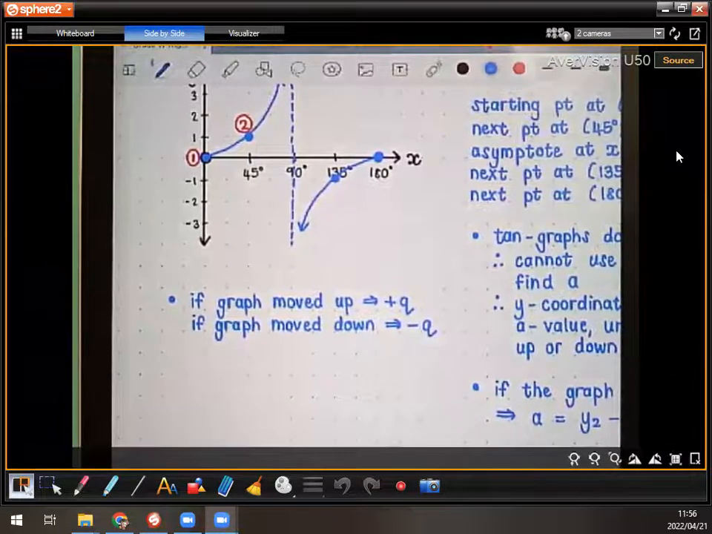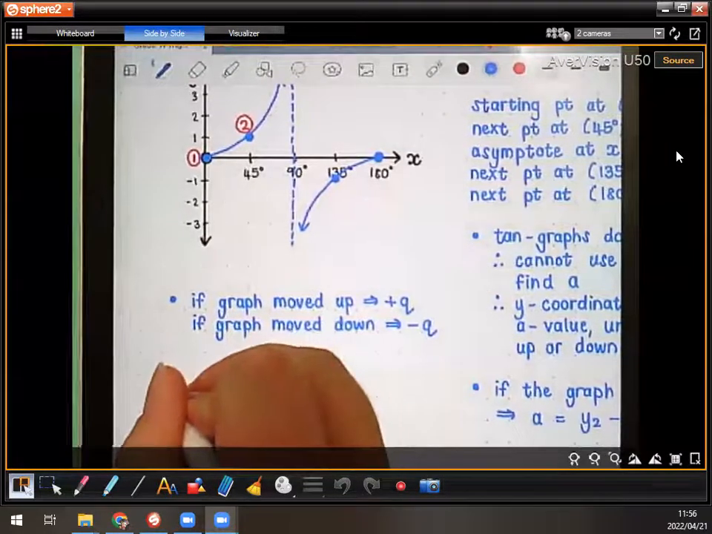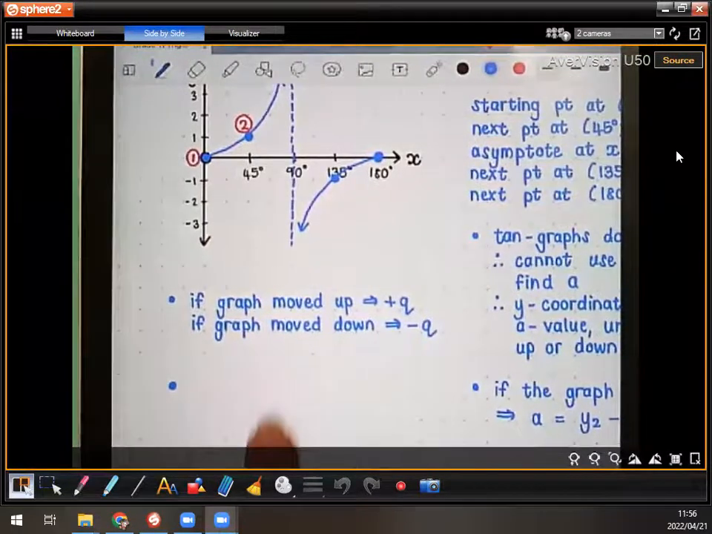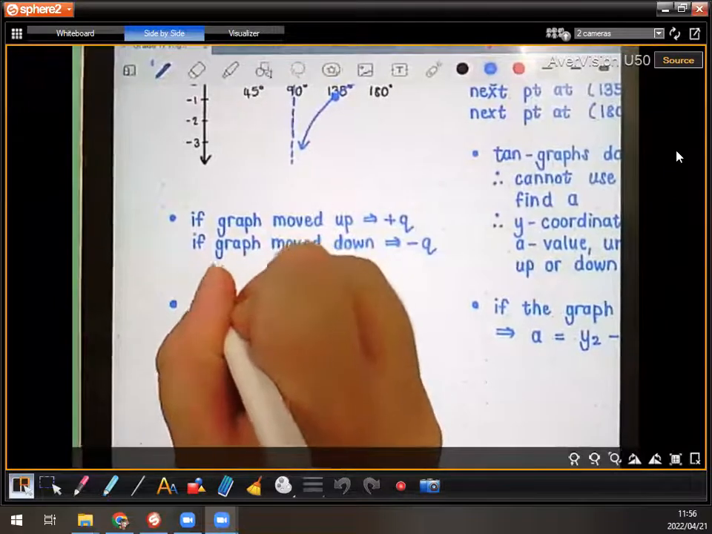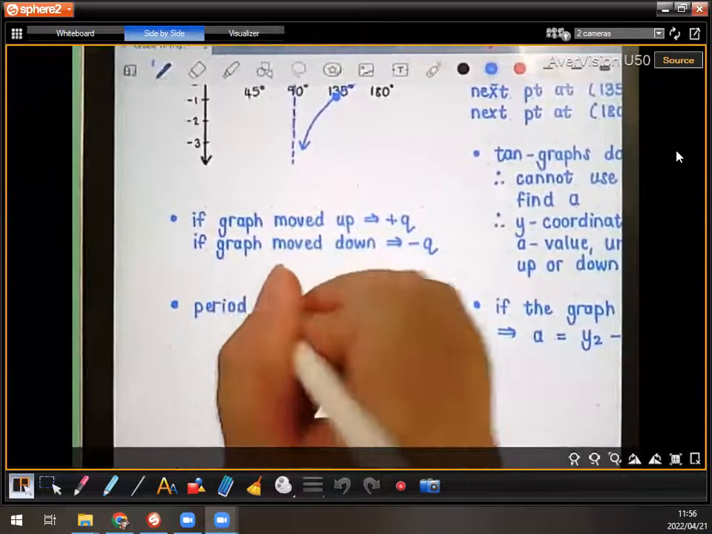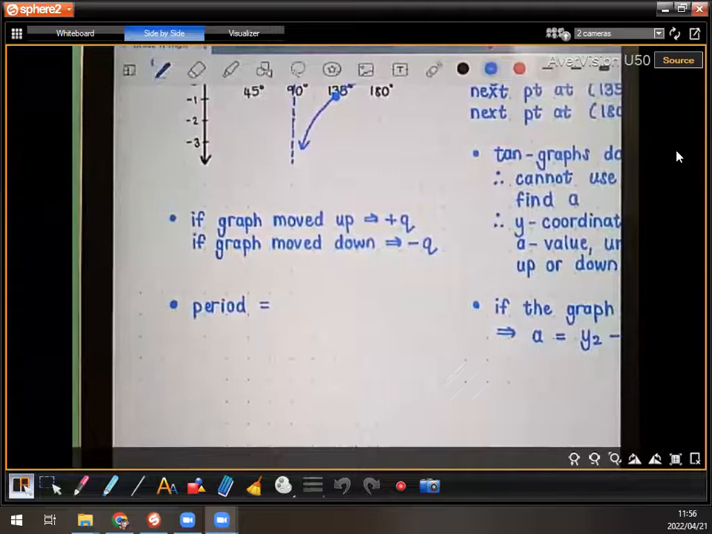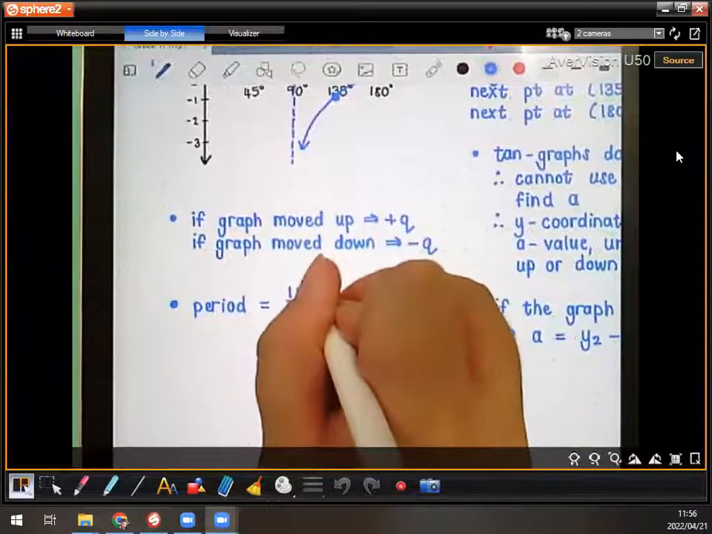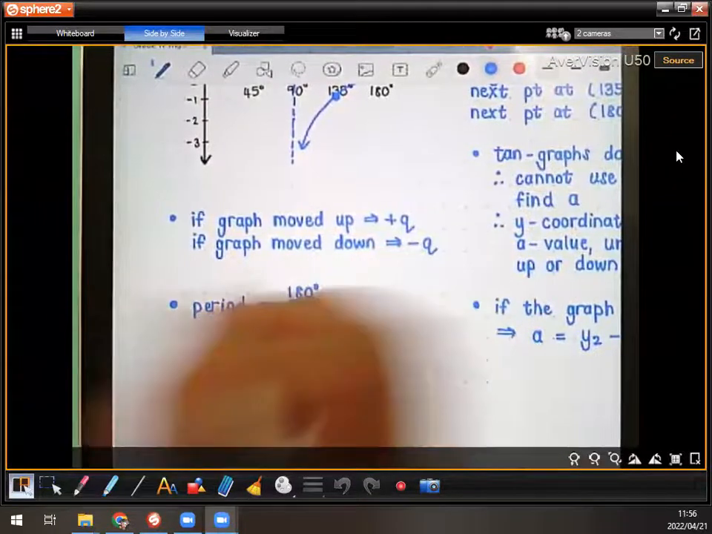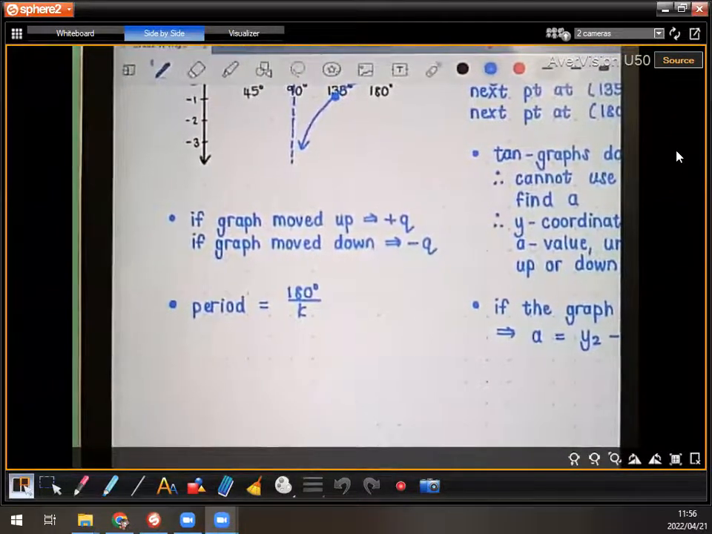To find your k value, we're going to do the same method as we did for the time close. But the formula that we use is going to be slightly different. All right, the period of a tan graph. What is the normal period of a tan graph? 180. So we're going to use 180 over k. For time close, we did 360 over k. For time, we need to remember that the period of a tan graph is 180.